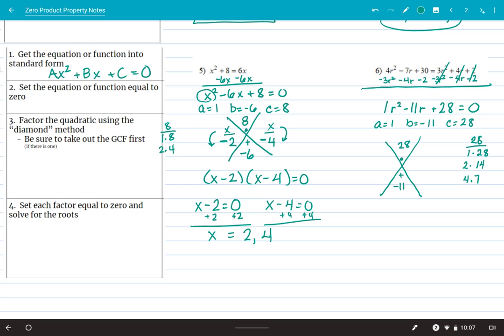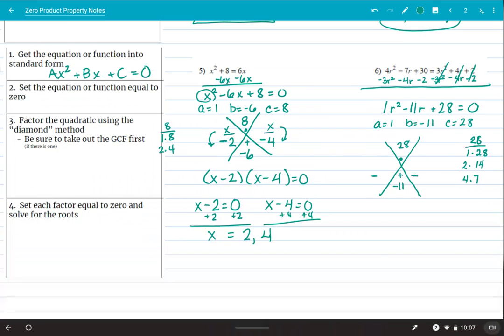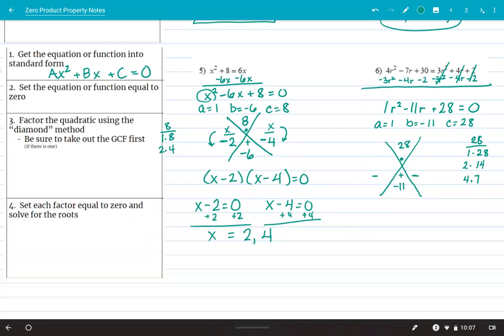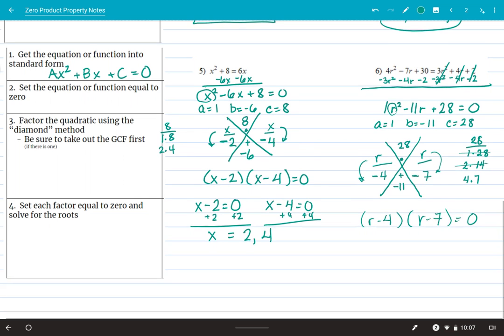Now, top is positive, bottom's negative. So both of them are negative. Now, we want them to add up to 11. 1 plus 28, no. 2 plus 14, no. 4 plus 7 will give me 11, and if they're both negative, all the better. Now we're going to take that r, and if it was bigger than 1, I'd put 1 in there too. Top to bottom, r minus 4, r minus 7, and make each of them equal to 0.